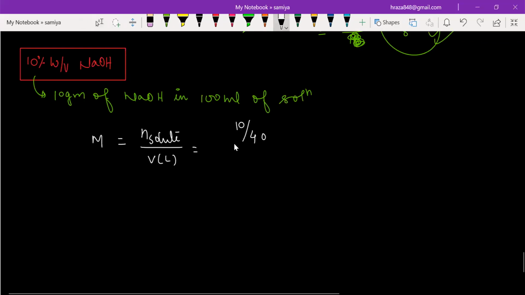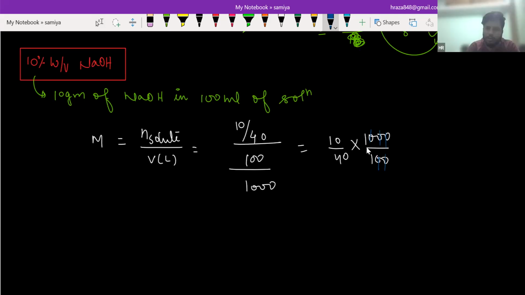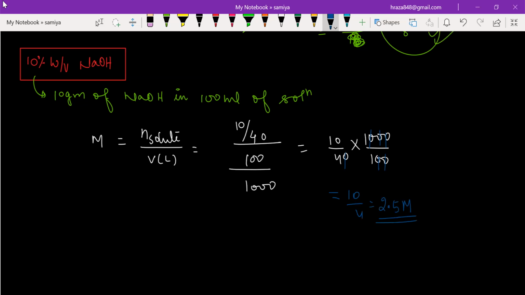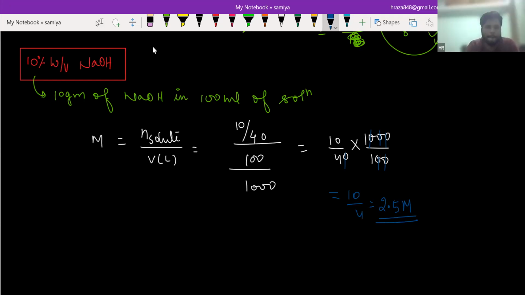And you can see 40, given volume is 100 divided by 1000. So it will be 10 by 40 into 1000 by 100. Again, if you cancel it, all these zeros will be cancelled, and 10 by 4, that is 2.5 molarity, right? Yes, sir, I got this. Very good.